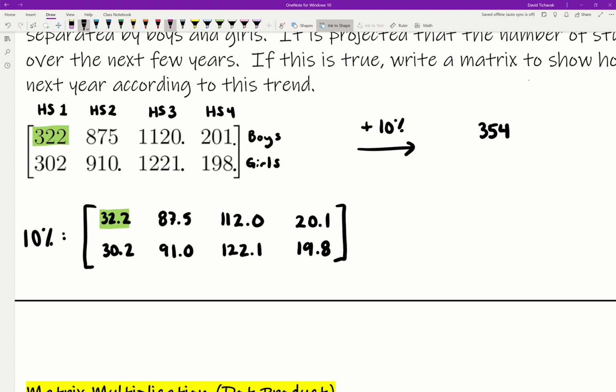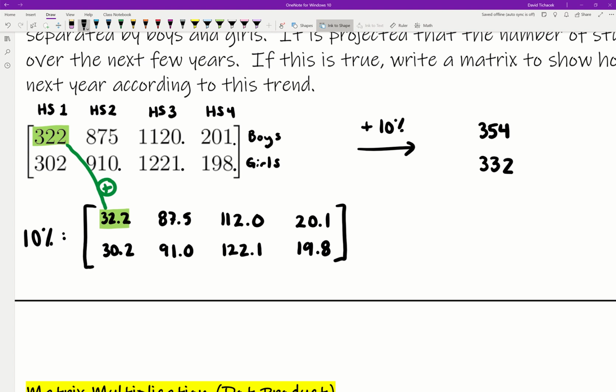So all I'm doing is simply adding these results together. I'm taking 322, and I'm adding on 32.2, and then rounding the result down to account for the fact that I have a number of students here, okay? So I'm just going to go through and do that for all the rest here, right? So the next one down, that is 302 plus 30.2. That turns out to be 332.2. I'm just going to round that down to 332.